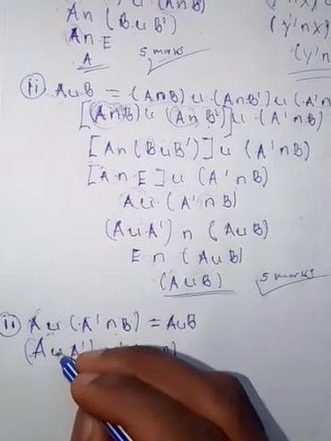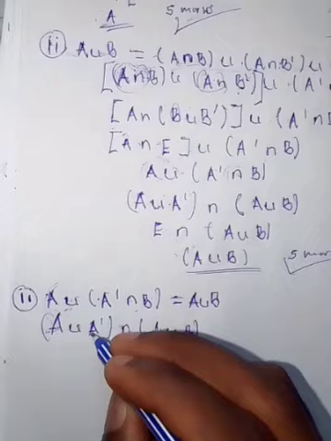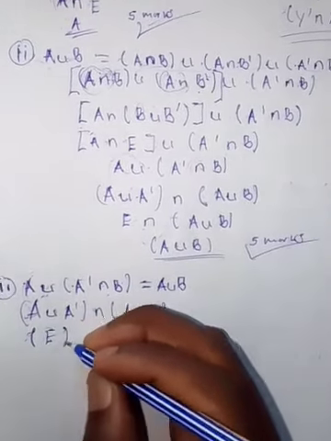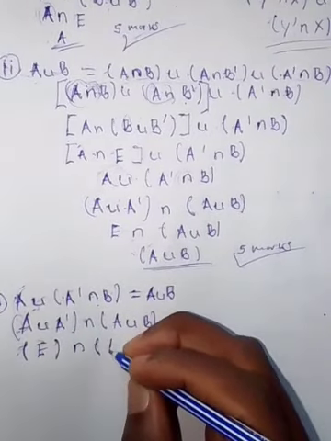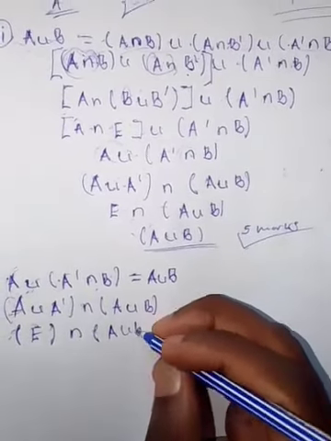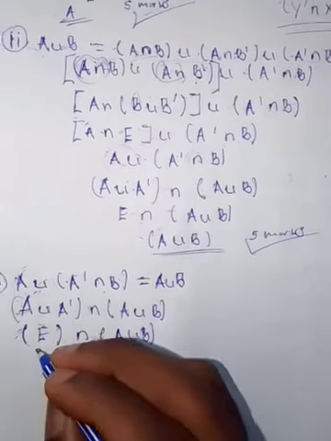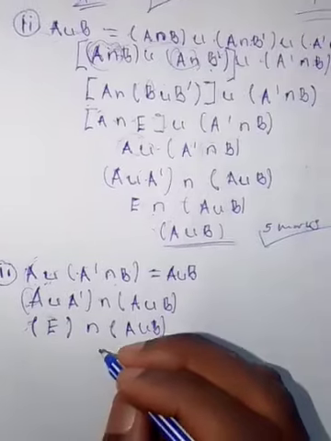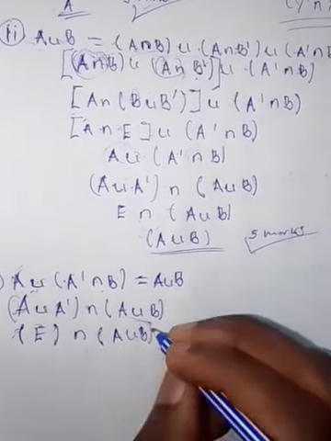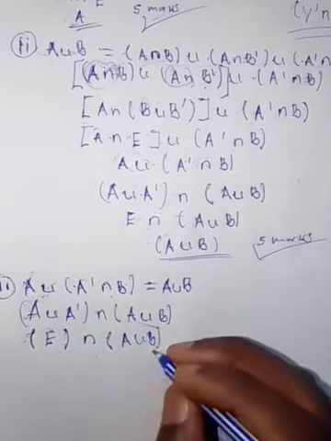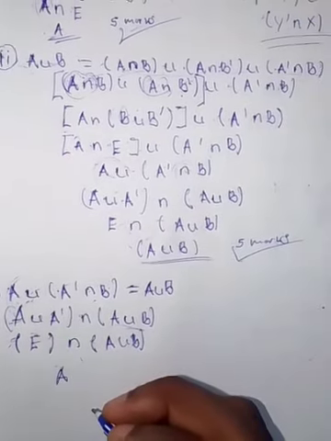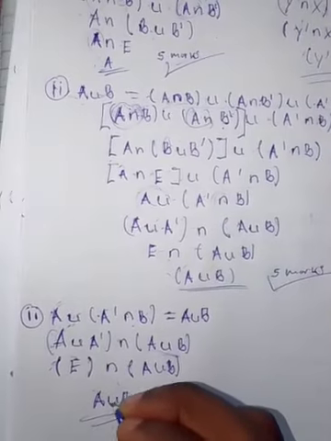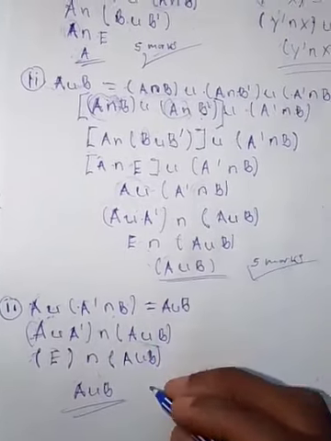Now remember, we said that when a set is united with a complement of itself, what do we have? A universal set, right? We have a universal set intersected with A union B. Again, remember we said that when we intersect any set with the universal set, we get back the set that is being intersected. So this set is going to come back, A union B. This is how we can prove by simplifying, giving it the full 5 marks.